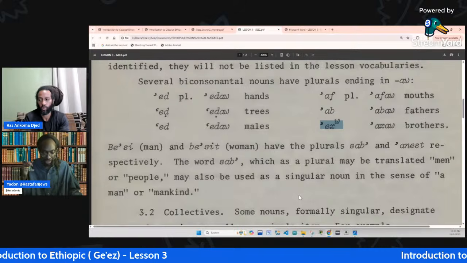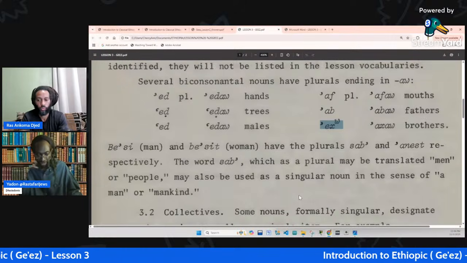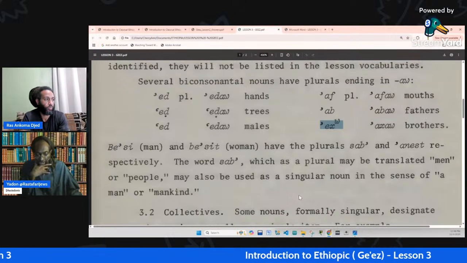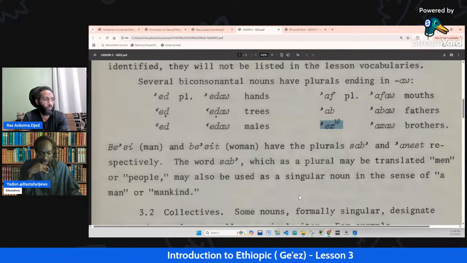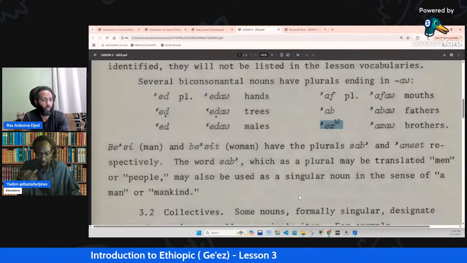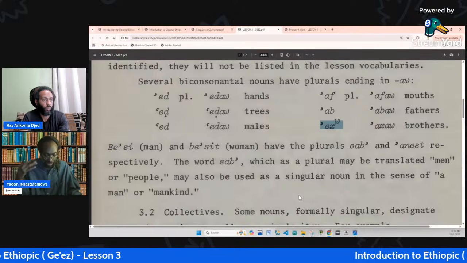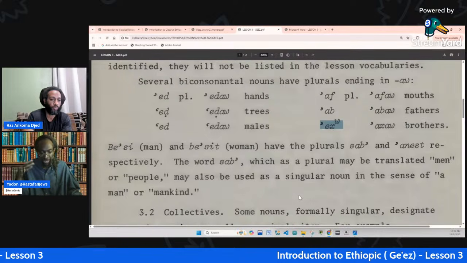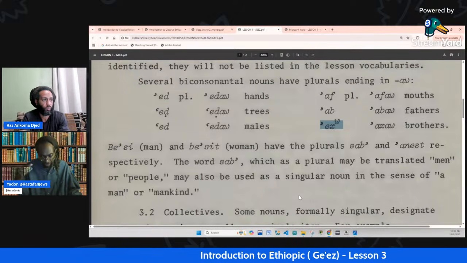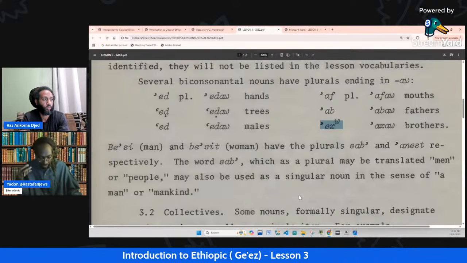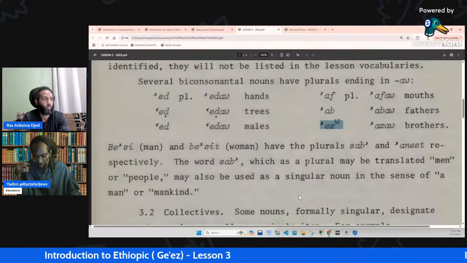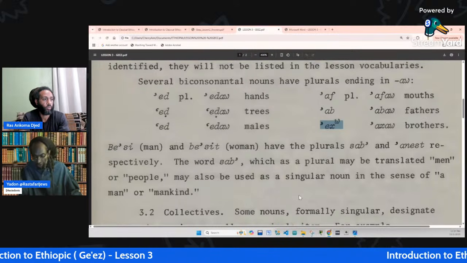So bisi. Bisi is man. Bisi is like man. Biseet is woman. Bisi, man. Biseet, woman. Then we have the plural, right?